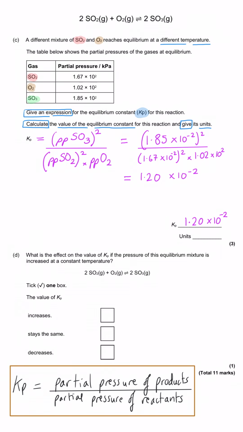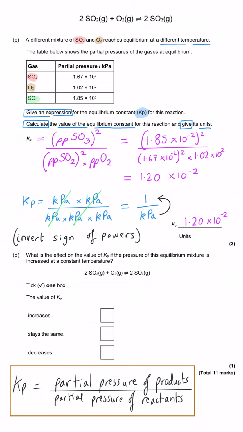And then the units, we've got two partial pressure terms on the top, so that's kilopascals multiplied by kilopascals. And we've got three partial pressure terms on the bottom, so that's kilopascals 3 times along the bottom. These will obviously simplify down. The first two will cancel, then the next two will cancel. And so we're left with 1 divided by kilopascals. We always have to have the units on the top line, so we bring them from the bottom line up to the top. When we do that, we invert the powers. So kilopascals on the bottom of the expression becomes kilopascals to the -1 on the top. And so that's the units for this particular Kp expression, kilopascals to the -1.